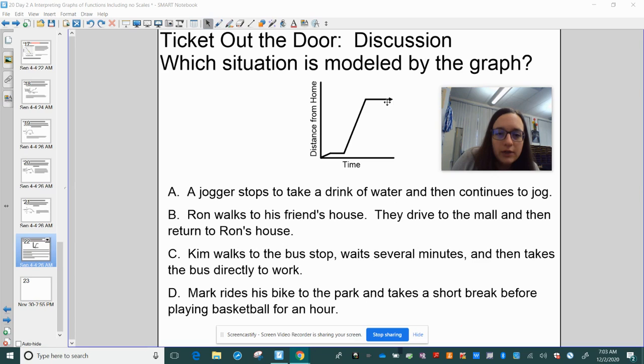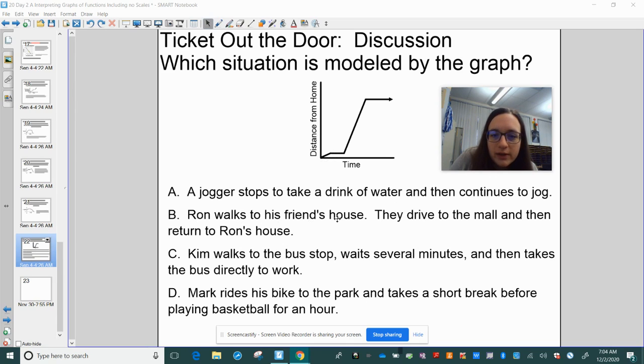Which is interesting. So a jogger stops to take a drink of water, then continues to jog. Well, maybe, yeah, those could be breaks because you don't have to be continually walking. You're just distance from home. So you could walk for a little bit and then stand there for a little bit and then jog for a little bit and stand there a little bit. But that's kind of, yeah, this is more of a jog here and this is more of a slow walk.